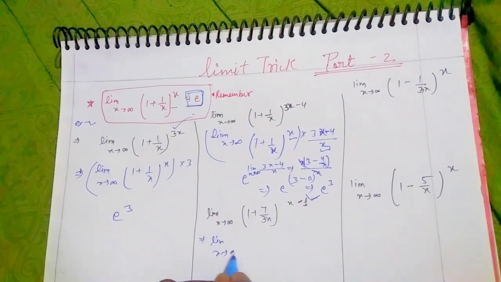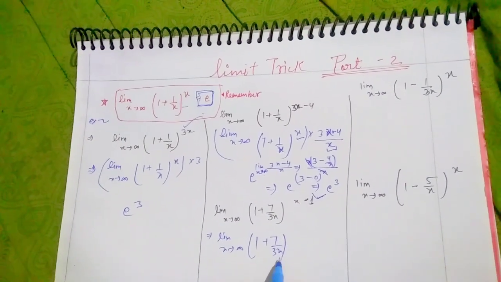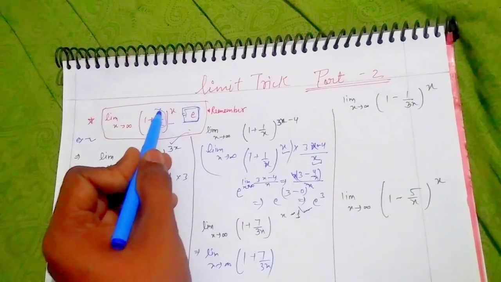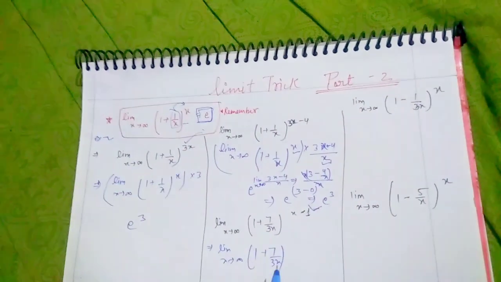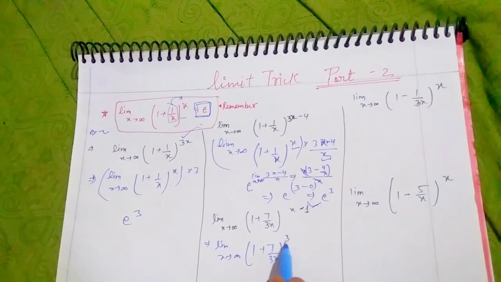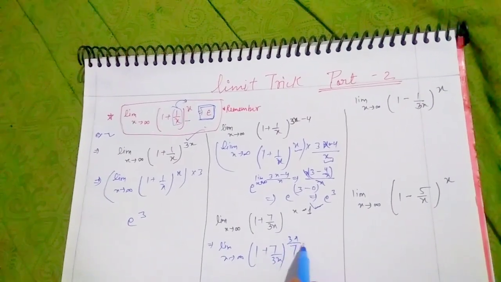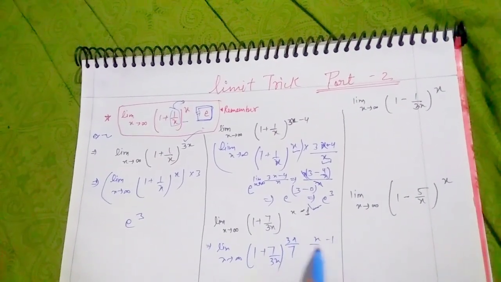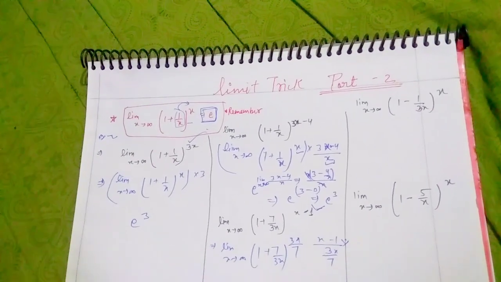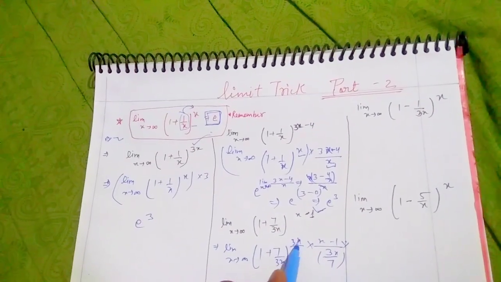Limit x tends to infinity, and the power is 7 upon 3x. So what can we do? Just make the reciprocal of this. We have to write the reciprocal of this number, so we can write 3x upon 7, and since we are multiplying by this number, we should divide by this number. Okay, now there is no change in the question.